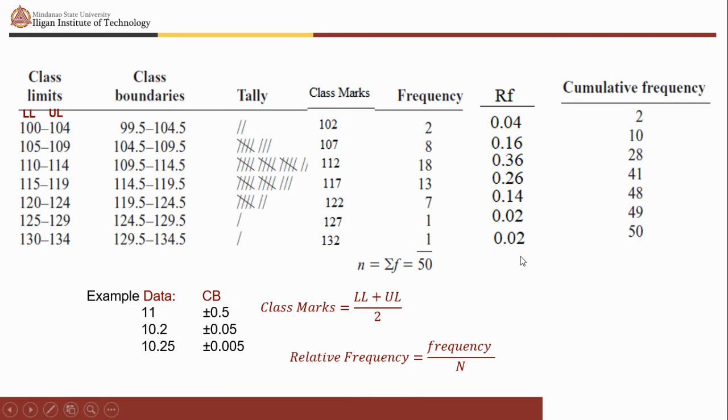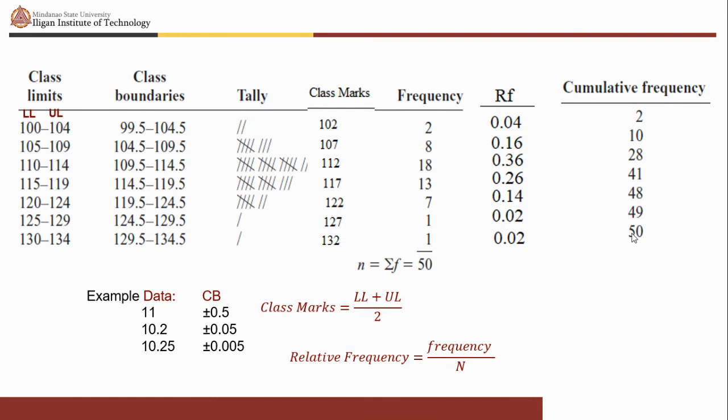For the cumulative frequency, what you need to do here is accumulate the frequencies. So let's start with 0. 0 plus 2, you'll have 2. 2 plus 8, you'll have 10. And 10 plus 18, you get 28. 28 plus 13, you get 41. 41 plus 7, you get 48. 48 plus 1, you get 49. And 49 plus 1, you get the value of our n. So we are now done constructing the complete frequency distribution table.